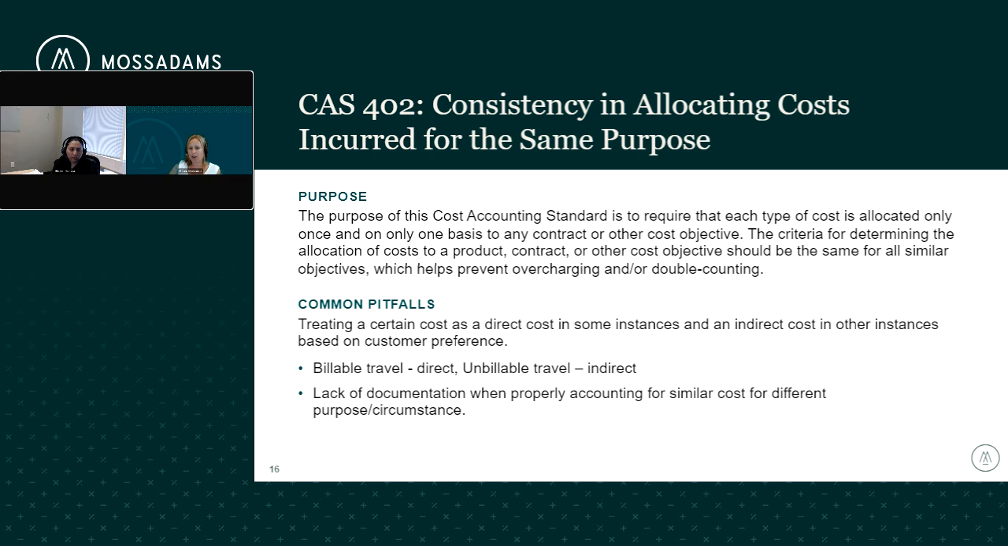So some common pitfalls would be kind of flip-flopping, treating a certain cost as direct in some instances and an indirect cost in others, based on a customer preference, like the one I mentioned earlier with billable travel or unbillable travel. And also, when you do have situations that are a similar cost but a different purpose, it's good to document that in your accounting policies, that you're aware that these are similar costs, but since it is a different purpose, it's not in violation of the standard. So it's good to keep that in mind.